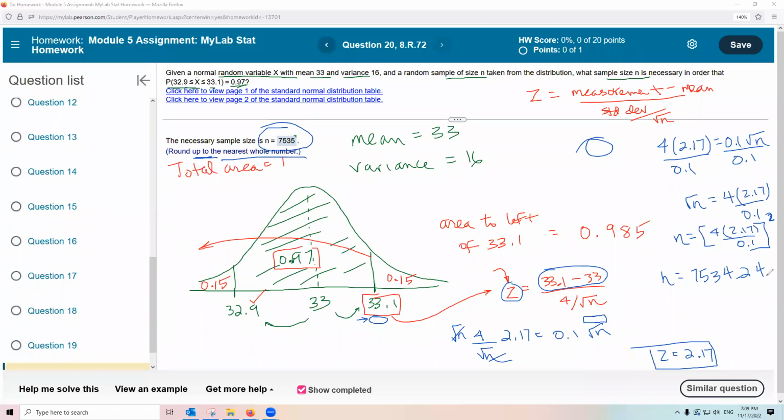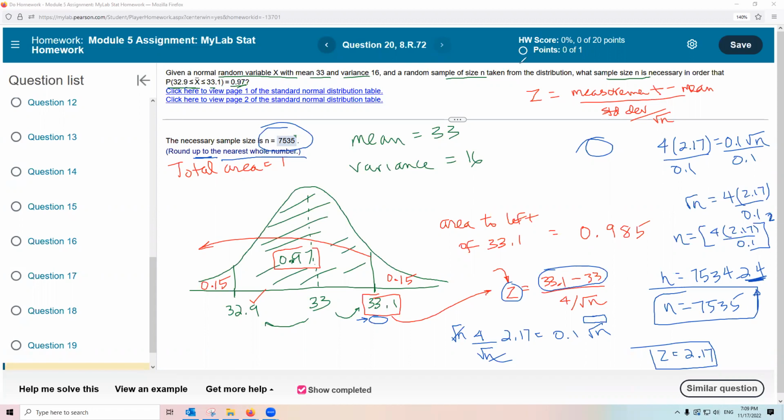So what that's telling me is it doesn't matter what this decimal part is. I always round up to the next higher number. So 7535. Remember, it's not saying round to the nearest number. It's saying round up. So we always round up. Okay, so that's the sample size we need for this one.